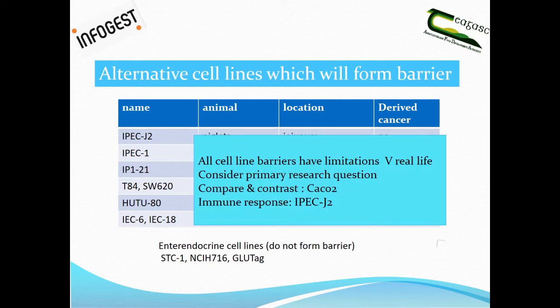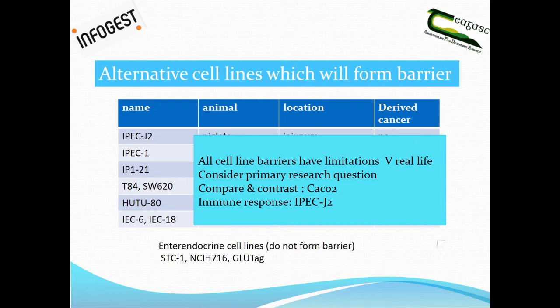And what I would say is that all these cell line barriers do have limitations with real life, and you have to consider your primary research question. Are you trying to compare and contrast your results with your food component to others? And if so, I would recommend using the CACO2 HT29 since that's routinely used by a lot of scientists. But maybe you're looking for immune response, and then maybe the IPEC-J2 is much more suitable. There are other cell lines that mimic the cell types in the gut barrier.